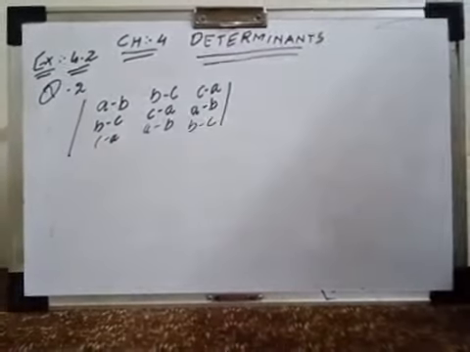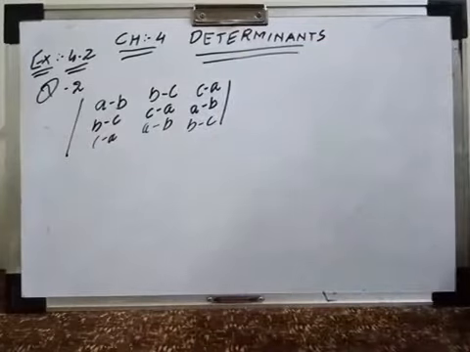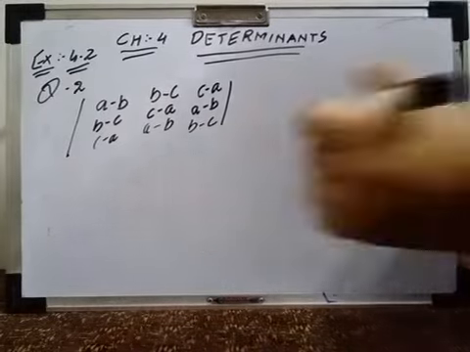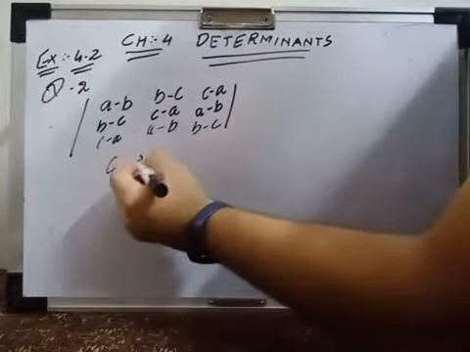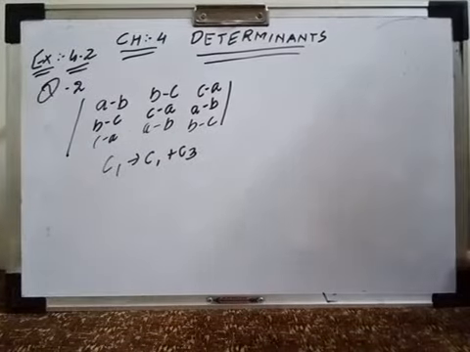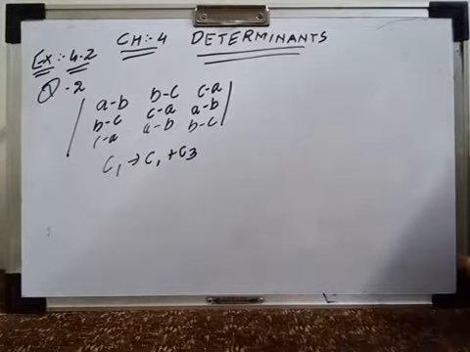So if I add column 1 and column 3, then a will get removed and we'll get the relation between b and c. And if you observe, column 2 has b, the relation between b and c. So this gives me the idea of adding column 1 and column 3. So I will apply property 6: column 1 gives column 1 plus column 3.